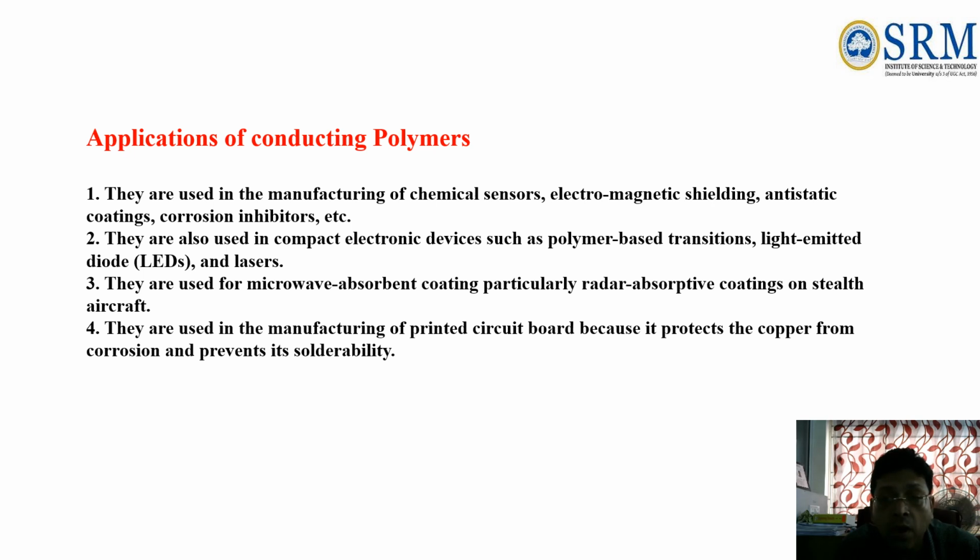They can be used in organic photovoltaic cells, like poly 3-hexylthiophene can be blended with some n-type material and can exhibit very good photovoltaic efficiency, and also they can be used for microwave absorbent coating, particularly radar absorptive coatings for stealth aircraft. They are used in the manufacturing of printed circuit boards because it protects the copper from corrosion and prevents loss of its solderability.